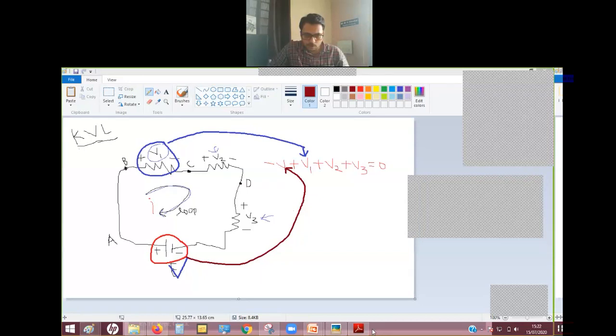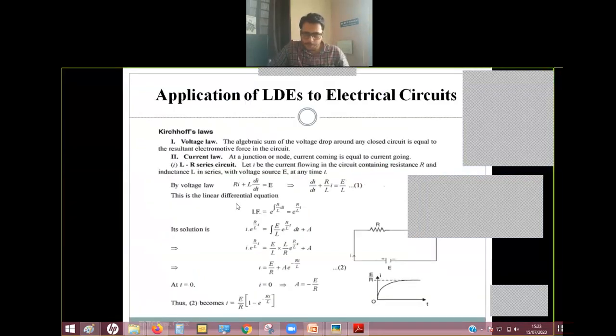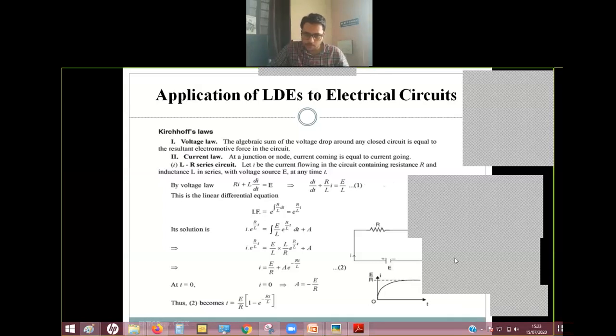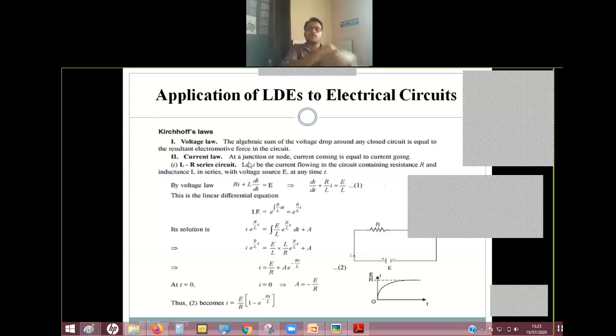Now we will go to our slide. Obviously the second is KCL. The simple rule is, if you understood, please comment yes. We will go to KCL then. At a junction node, current entering is equal to current going. Current entering is equal to current going at a node or any junction. So incoming current is always equal to outgoing current at any junction or node.